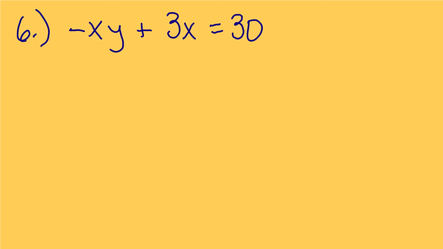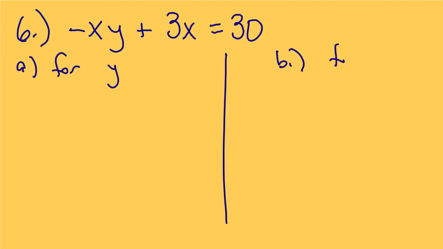Alrighty, 6 is very similar to 3. So if you get stuck on 6, look back to 3. Remember, I'm going to do y first. Then I'm going to do x. So I have the opposite x, y, plus 3x equals 30. There's only one y, so I don't care. I'm going to get rid of the minus 3x first.